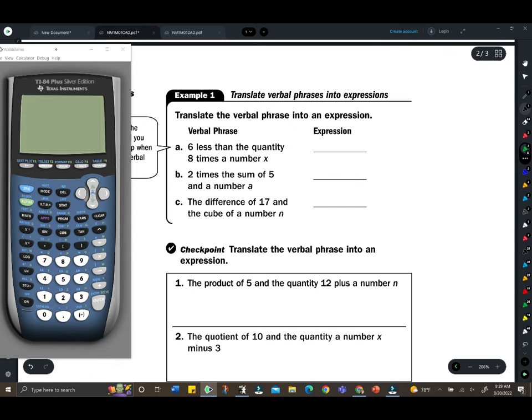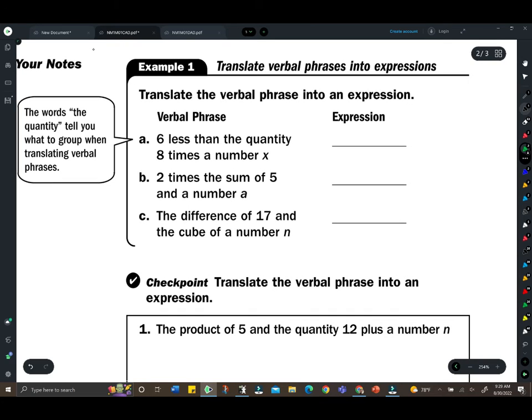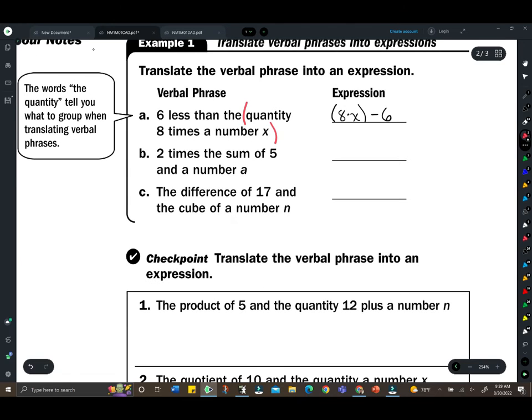Okay, so let's translate some other things here. For example, the words tell you the quantity, and they tell you what to group. Okay, so quantity is when we start using parentheses. Okay, so 6 less than the quantity 8 times a number means that we are going to worry about the 8 times a number and then subtract 6. So quantity stuff like order of operations. 2 times the sum of 5 and a number.